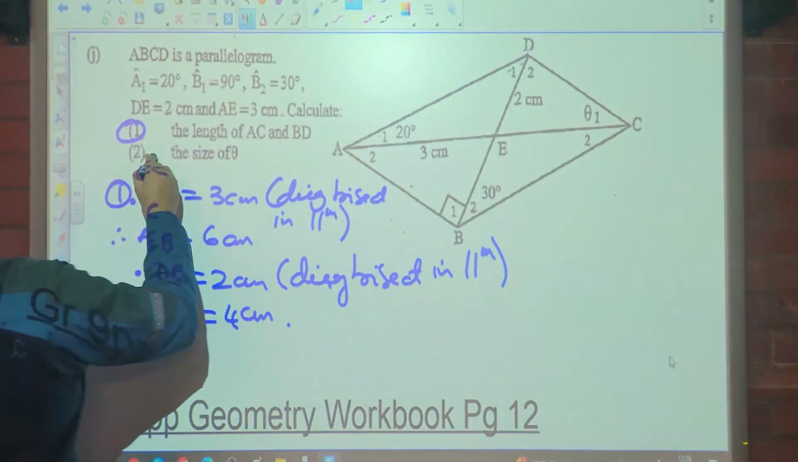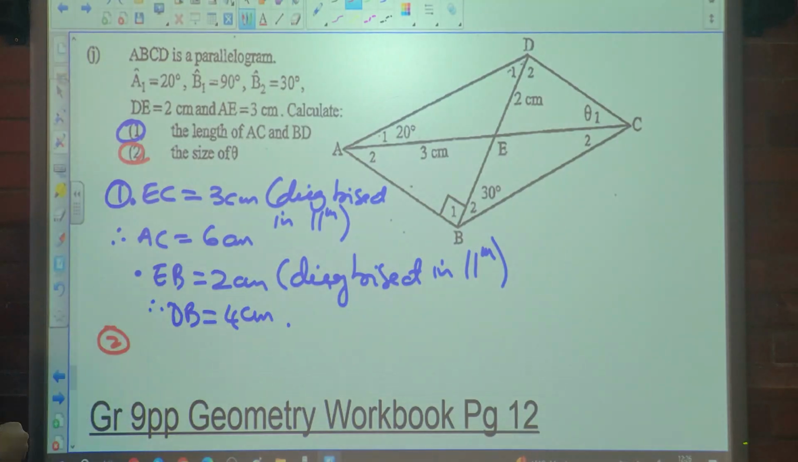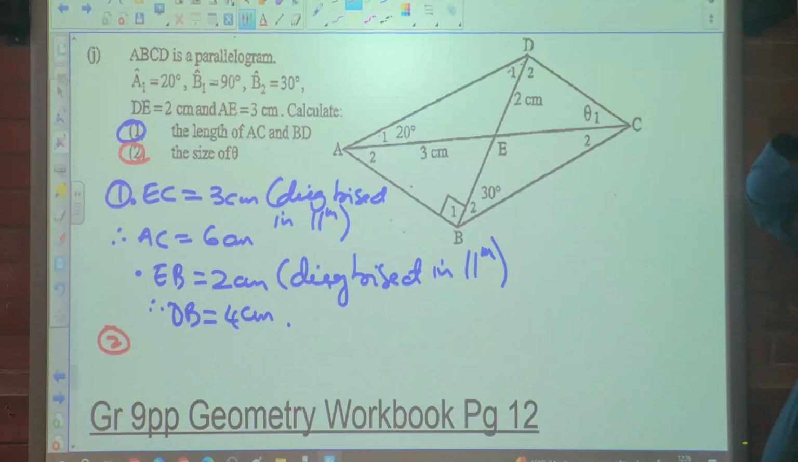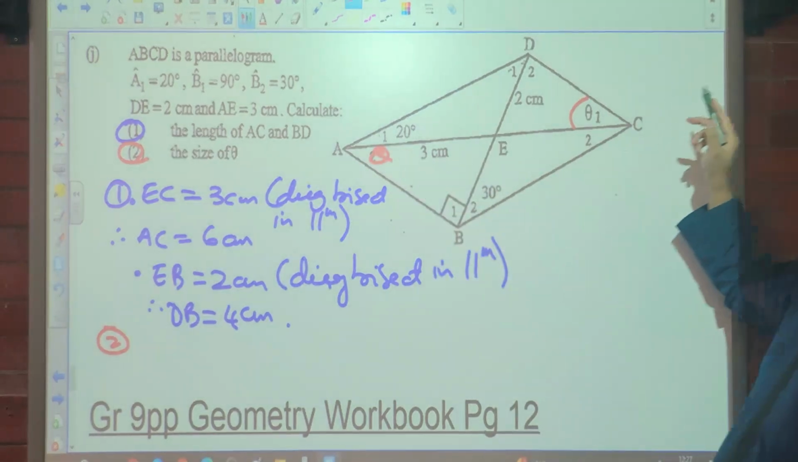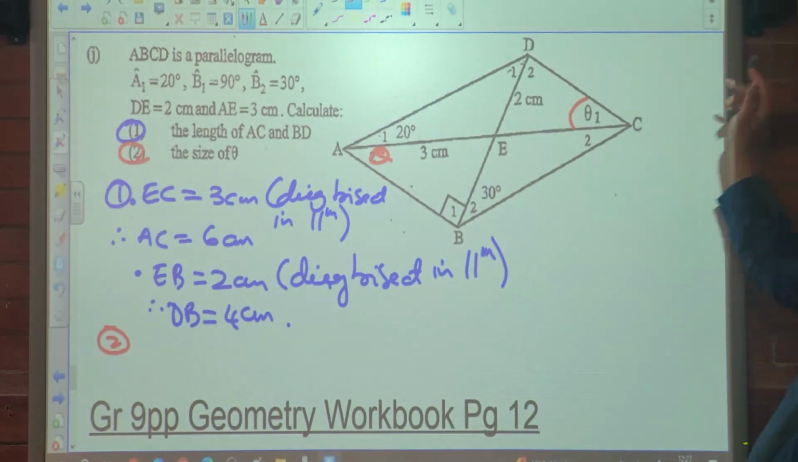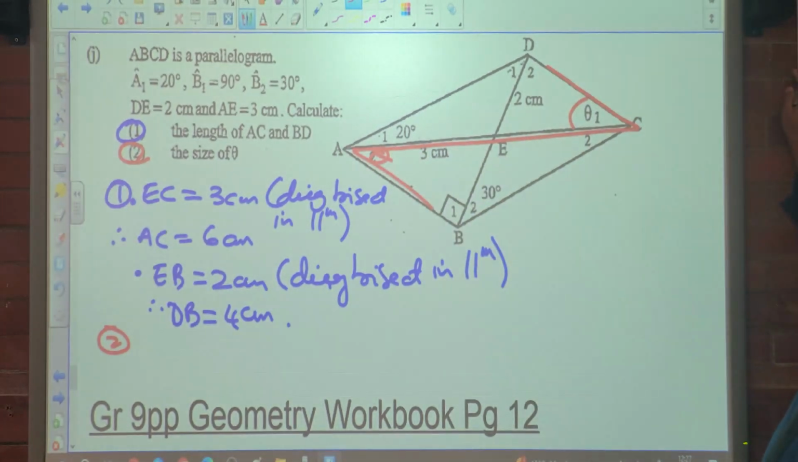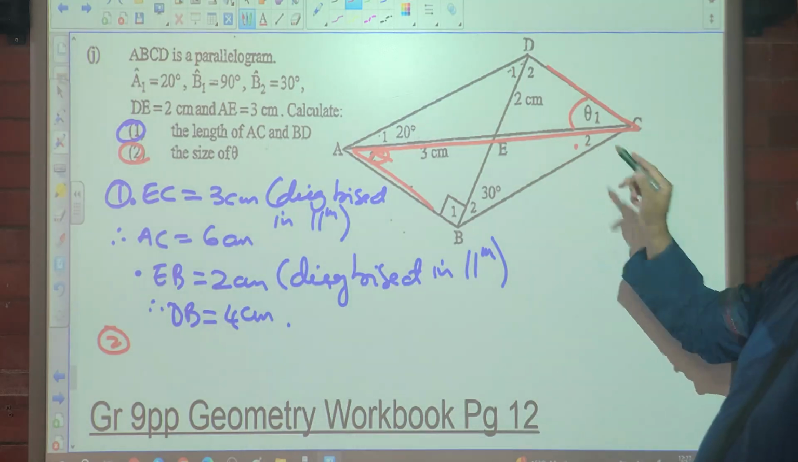Let's go with 2. Question 2 says calculate the size of theta. Size of theta. Which other angle is also equal to theta? A2. Why? Alternate angles. Not so. Those lines are parallel. Okay. And then C2 is equal to which angle?